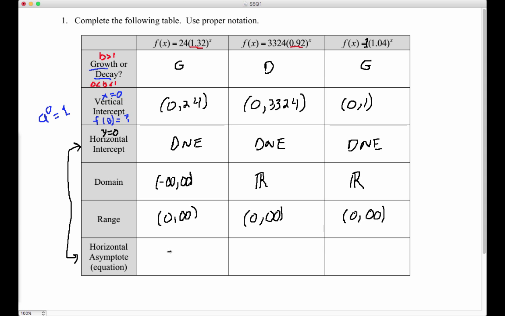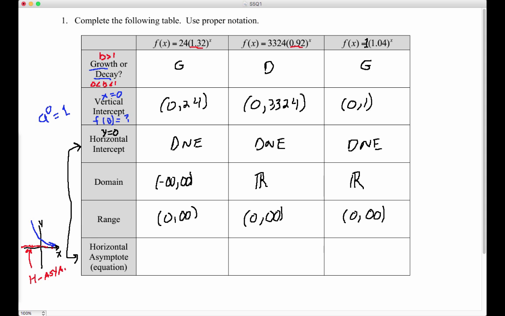Which leads us to the last one, the horizontal asymptote. Well, the horizontal asymptote is the x-axis. If we sketch a quick coordinate system and put in a model exponential function, let's put a decay one in here just to see what's going on. The decay function is going to come down and get as close as you would ever want to the x-axis, but it's never going to touch it. So the horizontal asymptote is the x-axis.